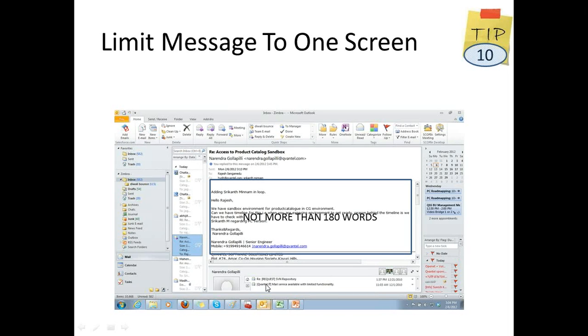I counted, and this is the window that I can read at any point of time, unless I double click and open the window in a new box. What I calculated is, in this you can write about 180 words of email. So if you want to grab anybody's attention, remember, like Twitter's 145 characters, email should be not more than 180 words. Please limit your message to one screen to be more effective in your emails.